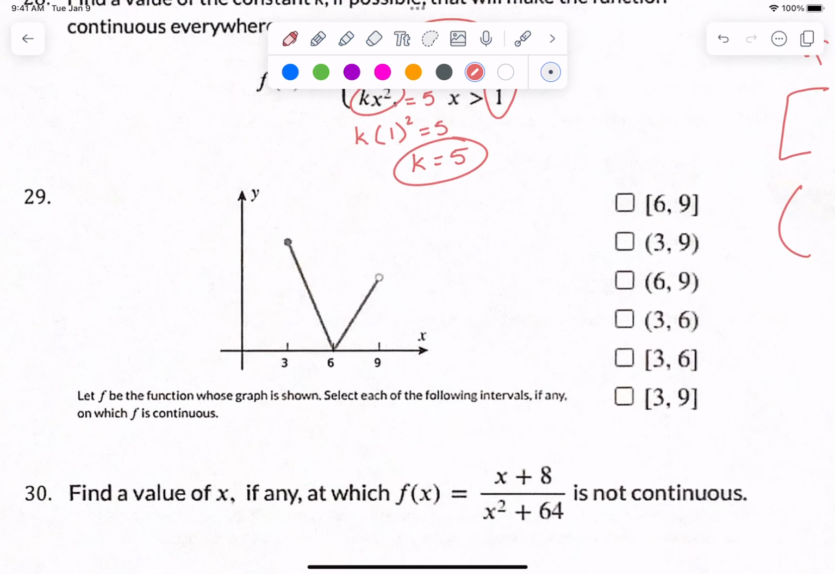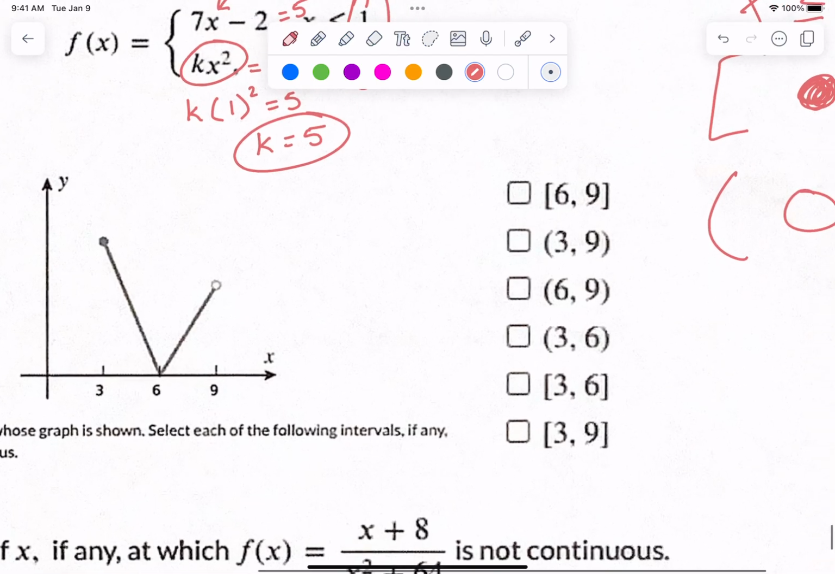All right. So we want to know where it is continuous. So is it continuous including 6 and 9? No. Including 6, including 9? No. So I'm going to cross it off. Okay?